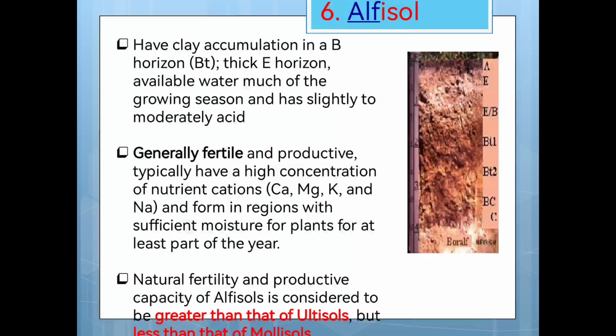Most of the clays are translocated into the B horizon. So there is a clay accumulation in the B horizon, and it has a thick E horizon, yung bleached horizon. The available water much of the growing season is considered to be greater than that of aridisols, but less than that of mollisols. These are generally fertile and productive, typically have a high concentration of nutrients such as calcium, magnesium, sodium, and potassium, and form in regions with sufficient moisture for plants for at least part of the year.